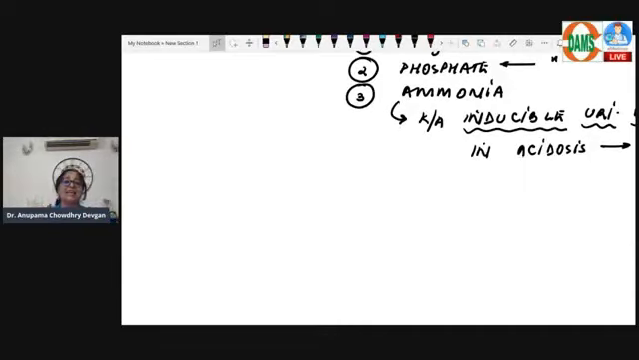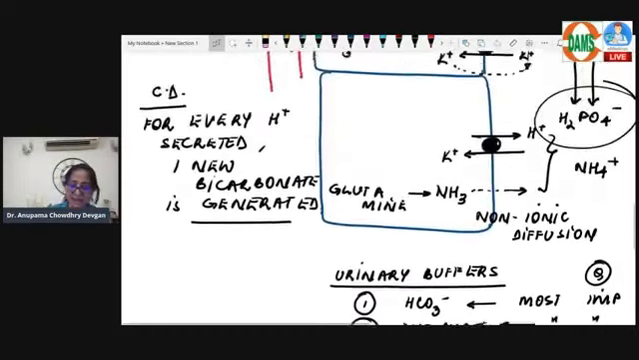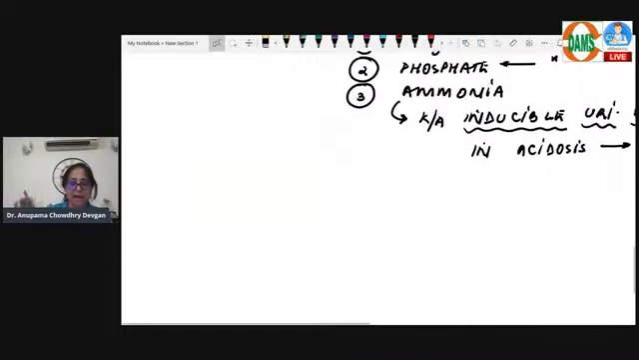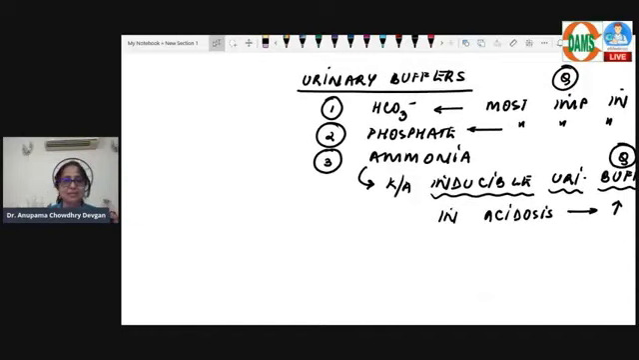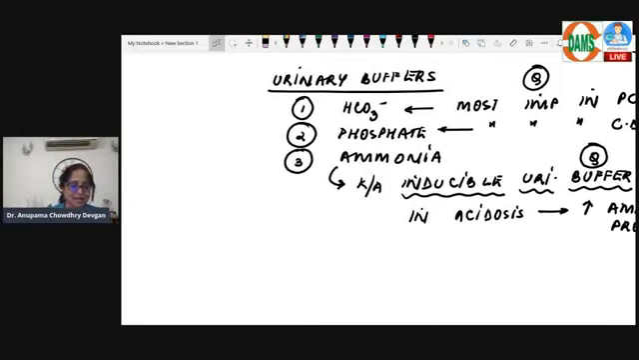So this is as far as your acid secretion by the kidney is concerned. Important questions we've already done: site of maximum H plus secretion, PCT; acidification, collecting duct; urinary buffers, 3: bicarbonate, phosphate, ammonia; most important urinary buffer in the PCT, bicarbonate; in the collecting duct, phosphate; and the inducible urinary buffer, ammonia.